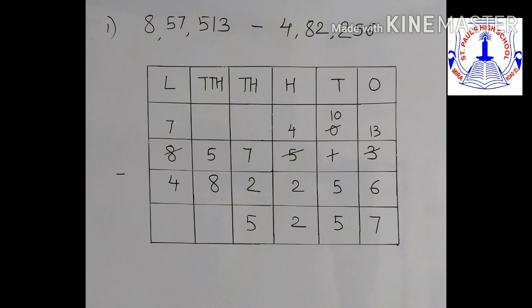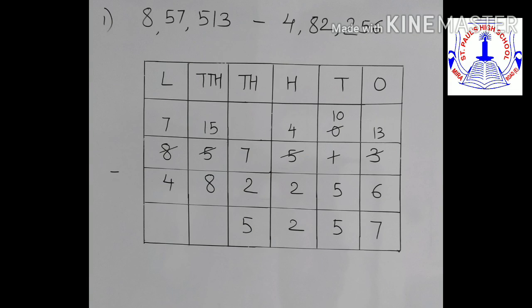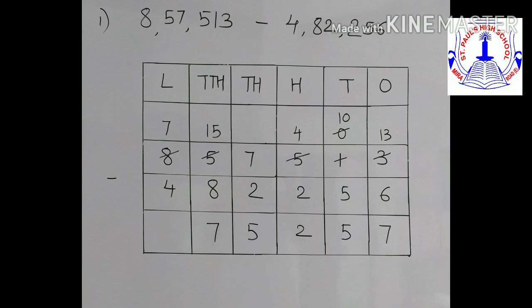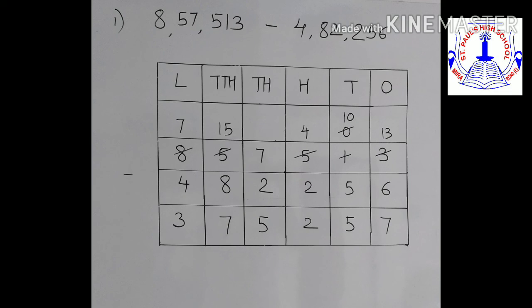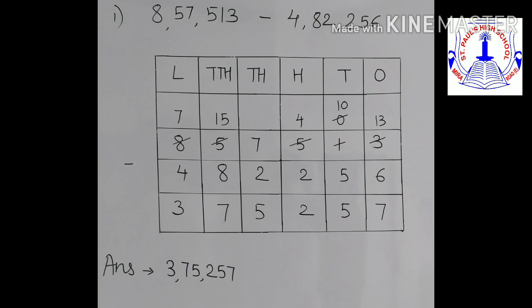In 10,000s place, 5 minus 8. So 8 is greater than 5. So we cannot subtract 8 from 5. So we will borrow 1 from lakhs place. So 8 will reduce to 7 and in 10,000s place, 5 will become 15. 15 minus 8, which is equal to 7, and in the lakhs place, 7 minus 4, which is equal to 3. So our final answer is 3,75,257.